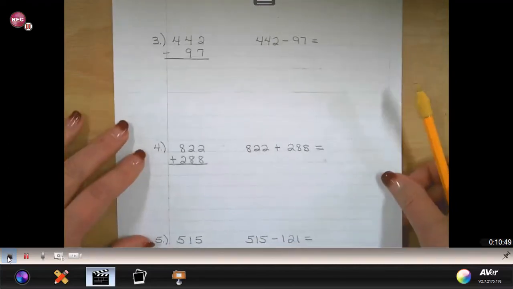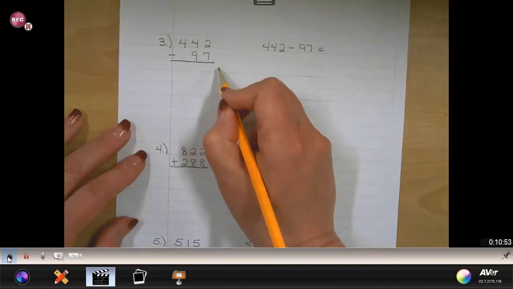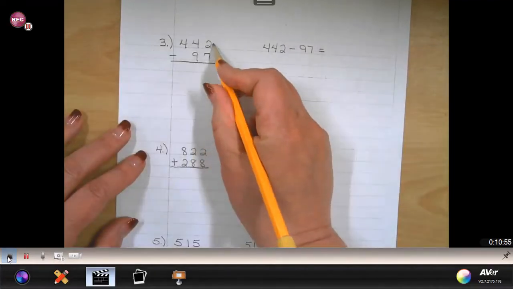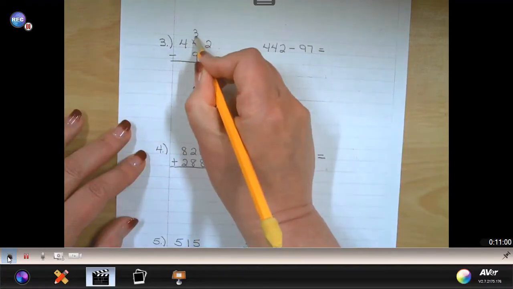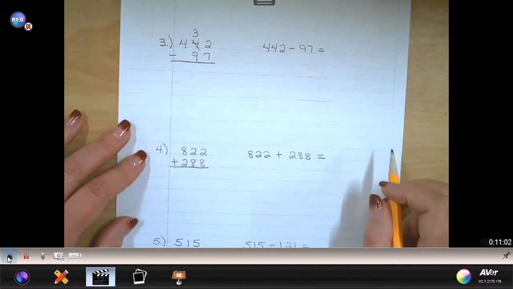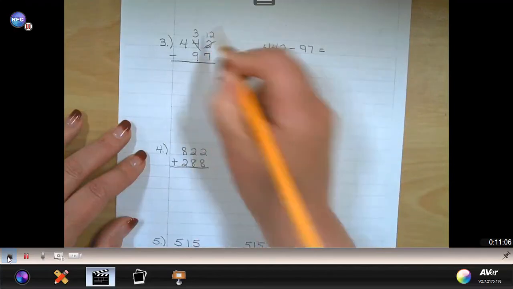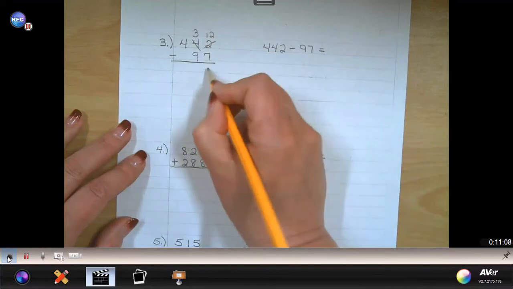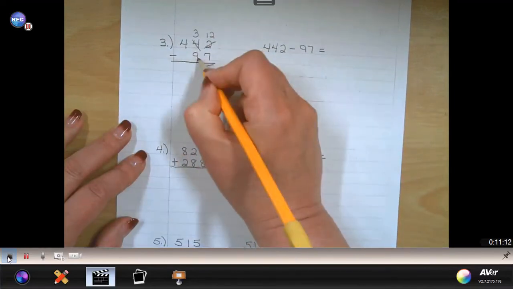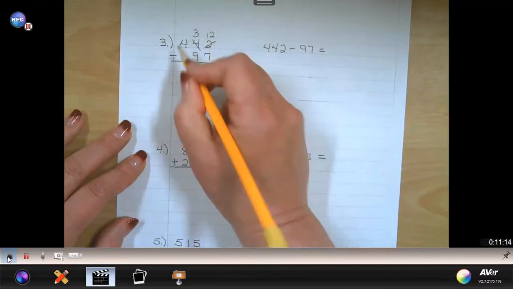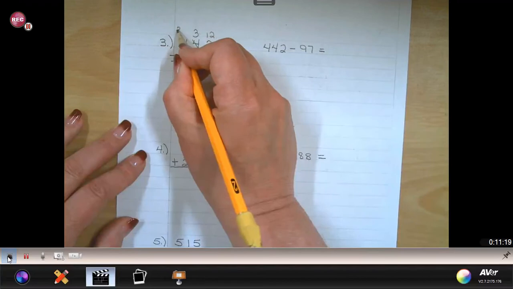Okay, let's go ahead and turn our paper over. Again, starting in the ones place. We can see we cannot subtract 7 from only 2. We're going to borrow a 10. This time we have 10s to borrow, so that's going to leave us with 30. We're going to add the 10 with the 2 to make 12. And 12 minus 7 is 5, because 5 plus 7 is 12. We can't subtract 90 from 30, so we're going to borrow 100, and we're going to be left with 300.